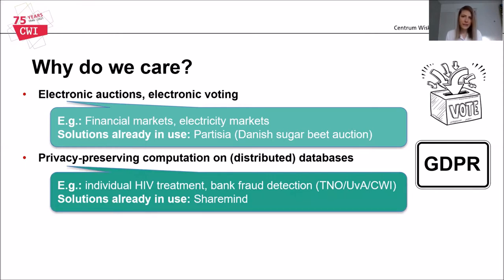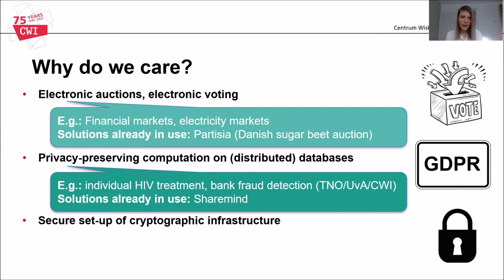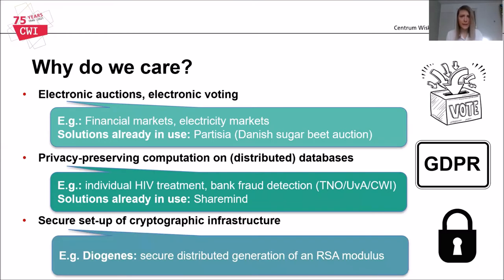For example, in a project that CWI was also involved in, it was shown how to use secure computation to find the best individual HIV treatment or to detect bank fraud. And finally, it's also useful to securely set up cryptographic infrastructure whenever you want to decentralize trust. For example, if you want to set up a cryptographic key, but you don't want one single party to be in possession of this key.